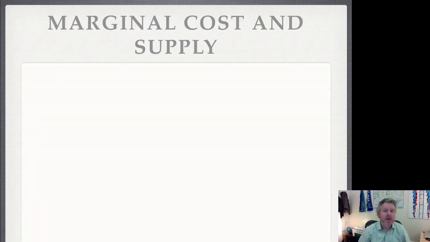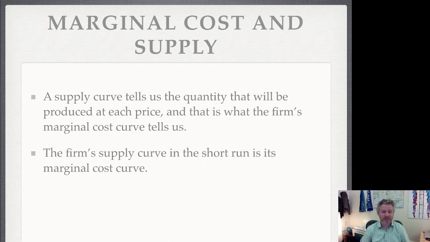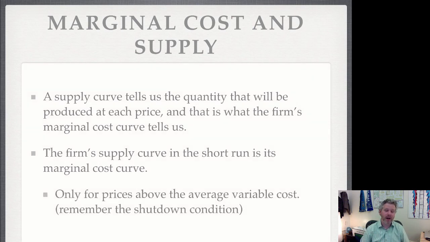All right. So from this idea of marginal cost, we can actually derive the firm's supply curve. The supply curve tells us the quantity that will be produced at each price, and that's exactly what the firm's marginal cost curve will tell us. The firm's supply curve in the short run is its marginal cost curve, all right? But this only is true when prices are above average variable costs. Remember that shutdown condition. If prices are below average variable costs, they shut down and they don't have a supply curve at all. But if prices are above average variable costs, then a firm's supply curve in the short run is its marginal cost curve.